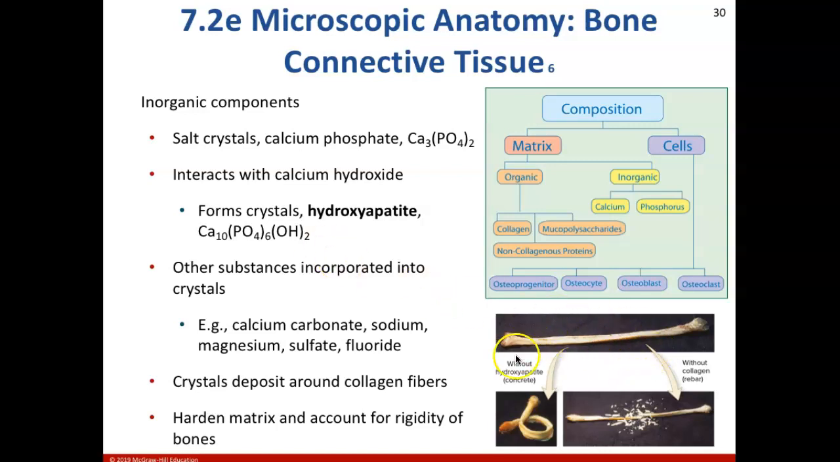So I really like this figure here because it shows us what bone would be able to do without its counterpart. So here, if we did not have the hydroxyapatite that we just talked about, then we would be able to bend this bone around. It would be too flexible.